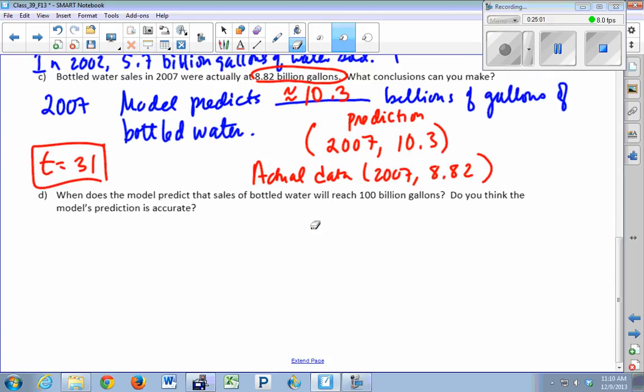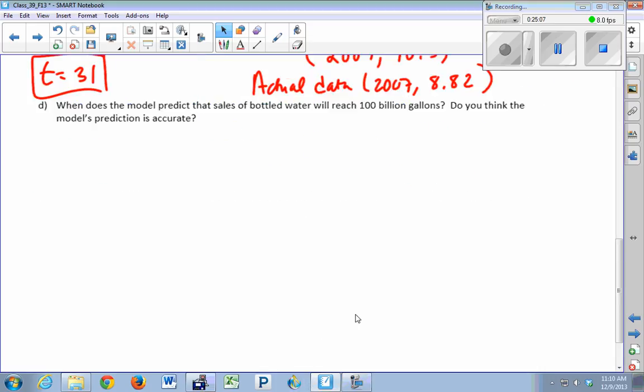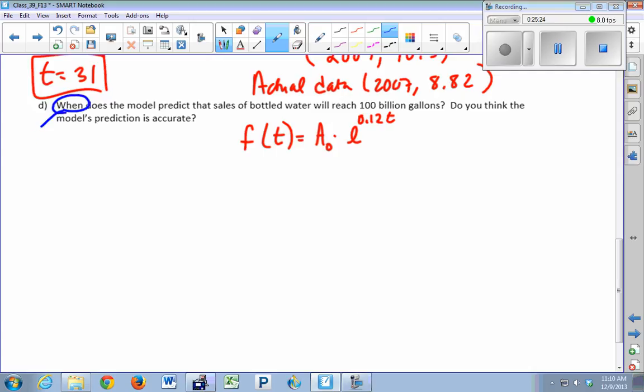So this is a little different type of problem though now that I'm asking. Let's see how we would set this up. Let's use our model with continuous growth. Let's use this model and see how we would do this problem. Okay, so this problem says when. So when it asks for when, which of our variables are we now solving for? We're solving for t, time.